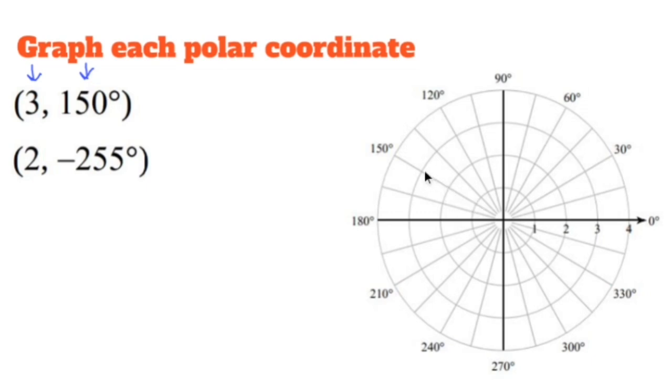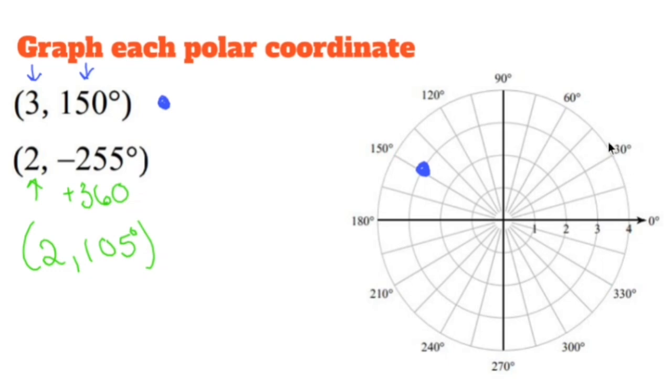1, 2, 3. That's going to be my first point that I'm going to make in blue. The second one that I'm going to make in green is going to be 2 units away, but it's going to happen at negative 255. Well, what's negative 255? I don't know. So let's add 360 to it to spin it around. When I add 360 to it, that changes this to 105 degrees.